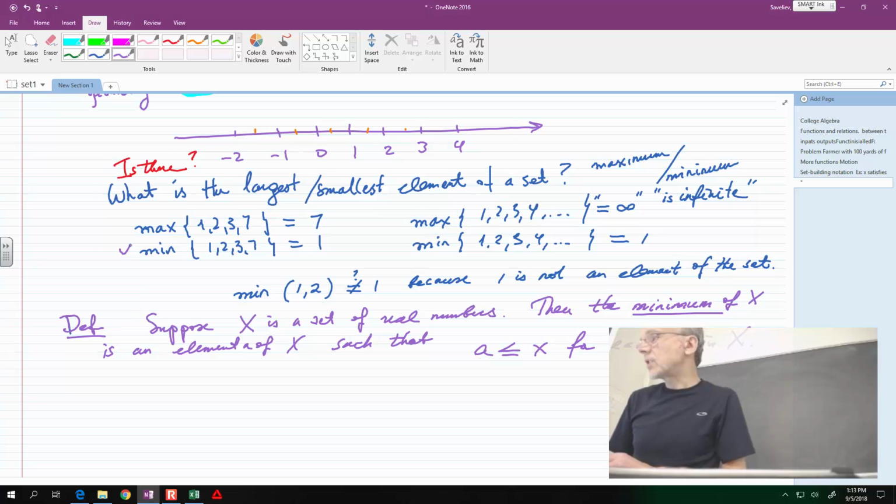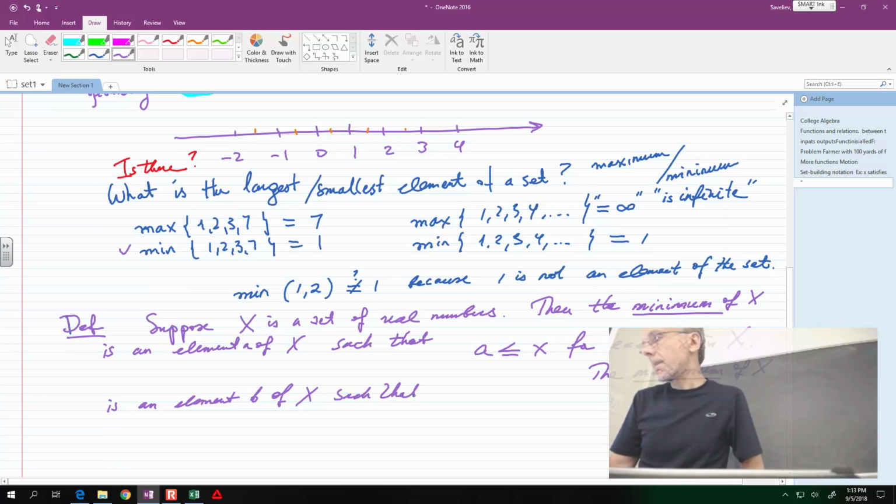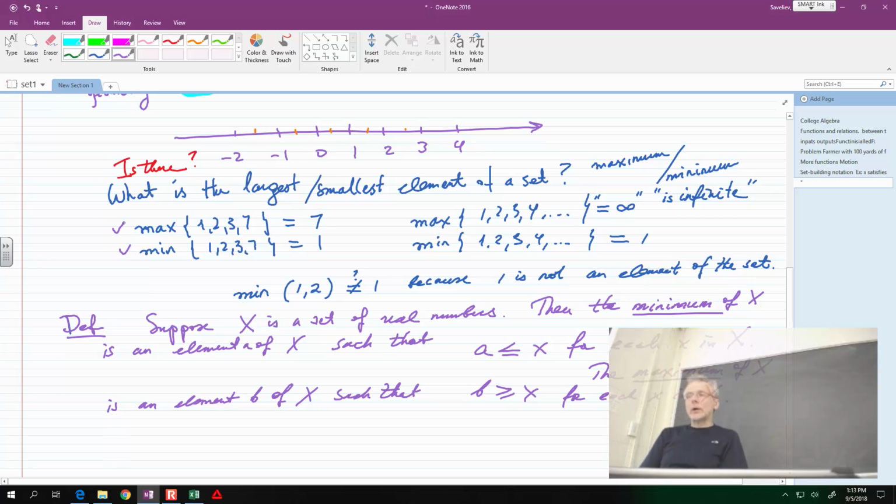Similarly, the maximum of X, the inequality will be opposite, that's all, is an element B of X, such that B is larger than or equal to x for each x in X. Once again, for the previous set 1, 2, 3, 7, the element that is larger than or equal to each one of them is 7.